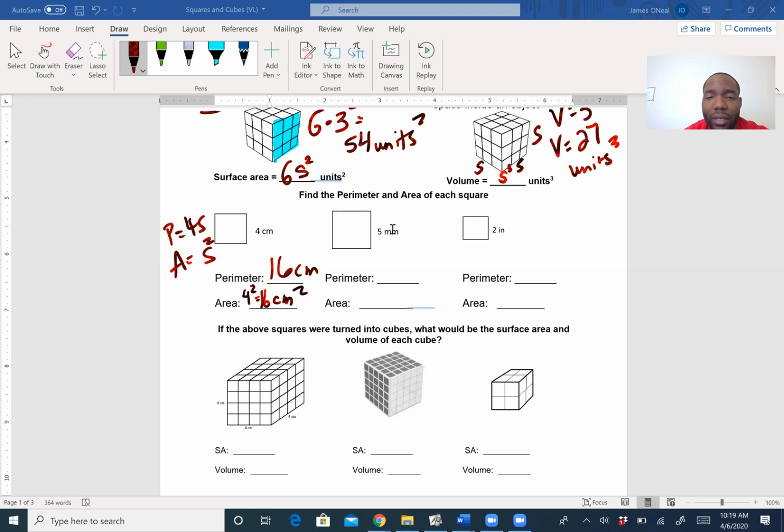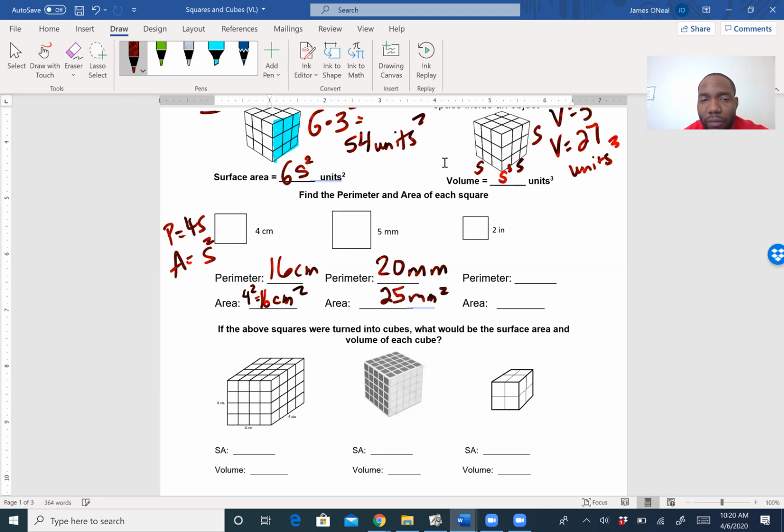20 millimeters. Because the perimeter would be 4 times 5, which is 20. There are 4 sides that will be adding up that are made up of 5 millimeters. The area will be the side squared, so 25 millimeters squared.